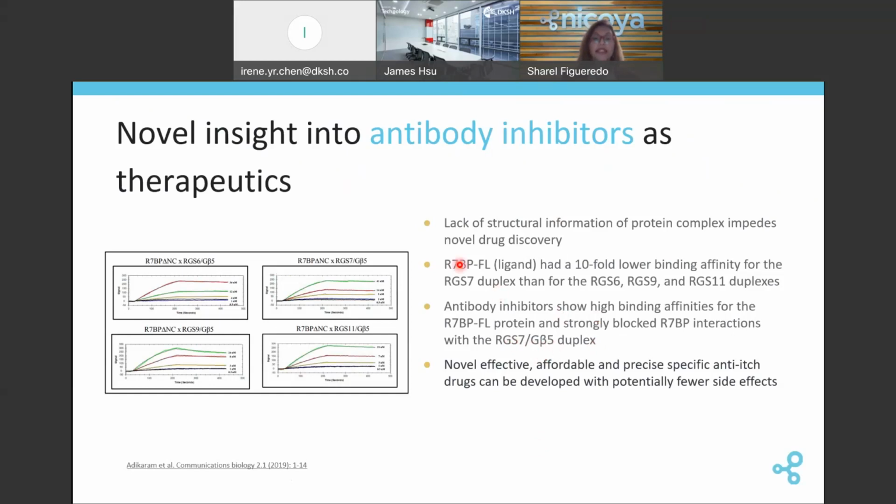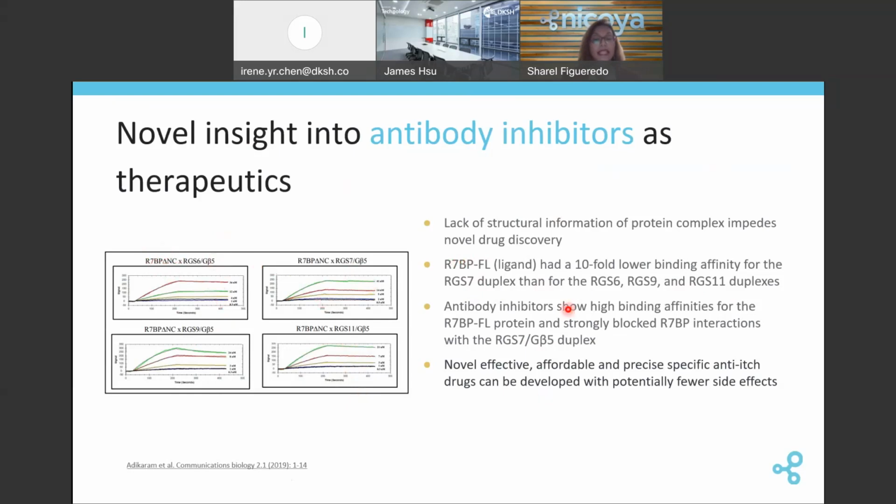Now, this protein had a 10-fold lower binding affinity with the duplex RGS7 than for the other duplexes that were tested. The researchers found that by making deletion variants, a dominant negative within an N and C terminus, this protein had very high binding affinity. So they then looked at the interaction with SPR between the variant that they engineered and the duplex, and they show with SPR that they have high binding affinities.